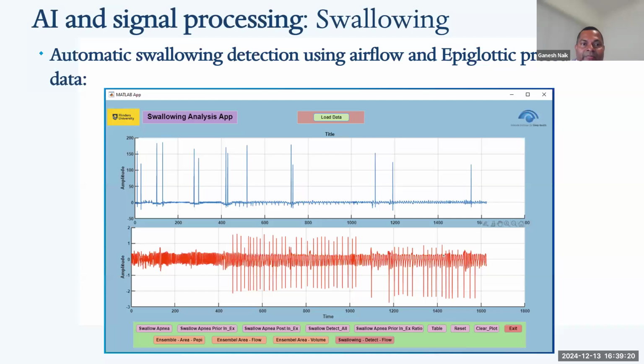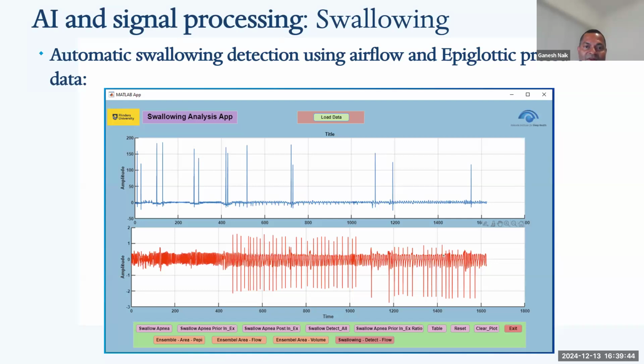Therefore, we developed this software called automatic swallowing detection. The top panel is basically a flow sensor, and epiglottic pressure. Epiglottic means the sensor is placed in the throat.